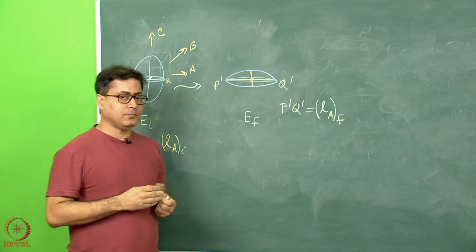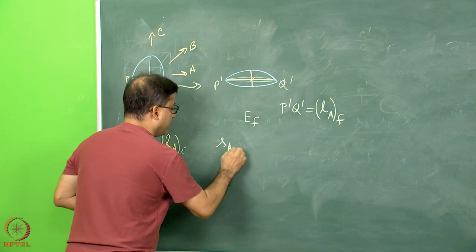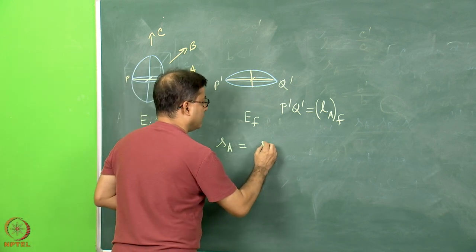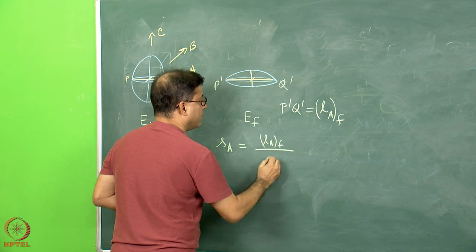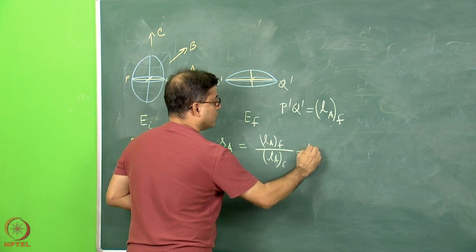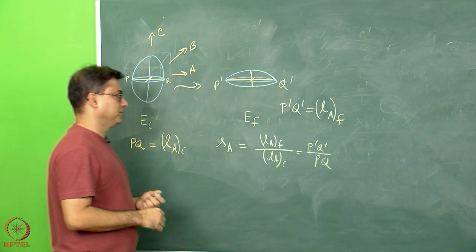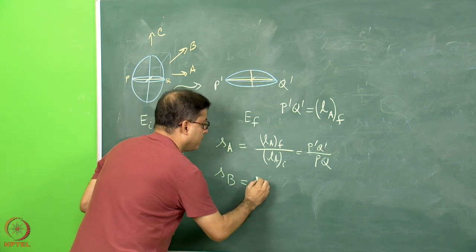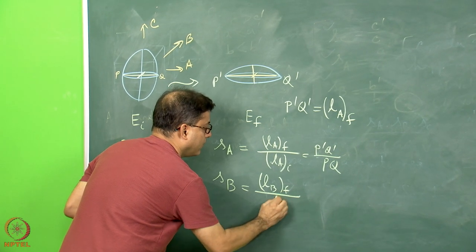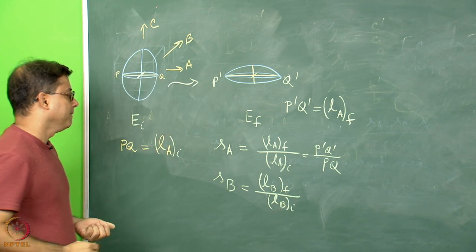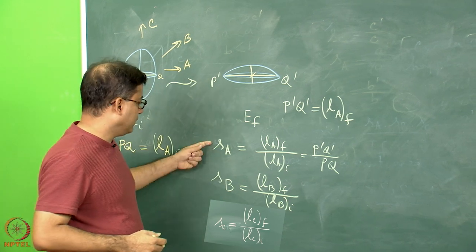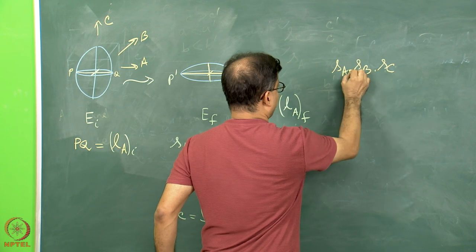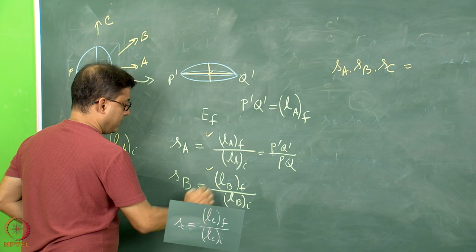Now, how much is the stretch along direction A we want to find out? SA, the stretch along direction A, is given by the final length divided by the initial length. So I can write LA final divided by LA initial, and we can also write it like this, P dash Q dash divided by PQ. Okay. Now, I can write SB and SC in the other two directions. SB will be given by the length along B final divided by the length along B initial. And now, if we look at the product of the three stretches along the three perpendicular directions, then we can write down this and this expression.